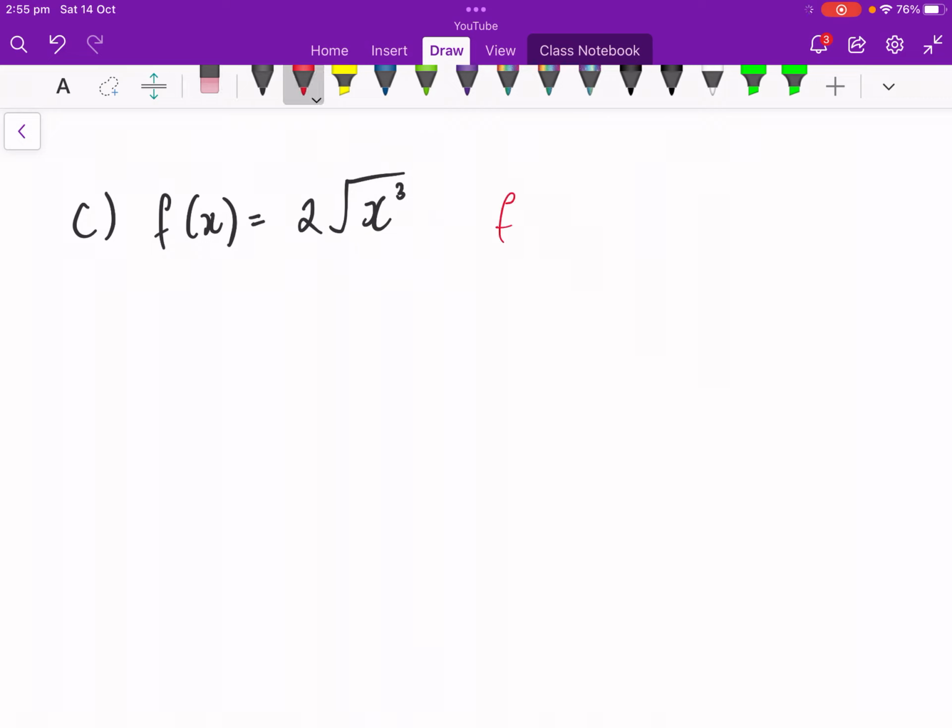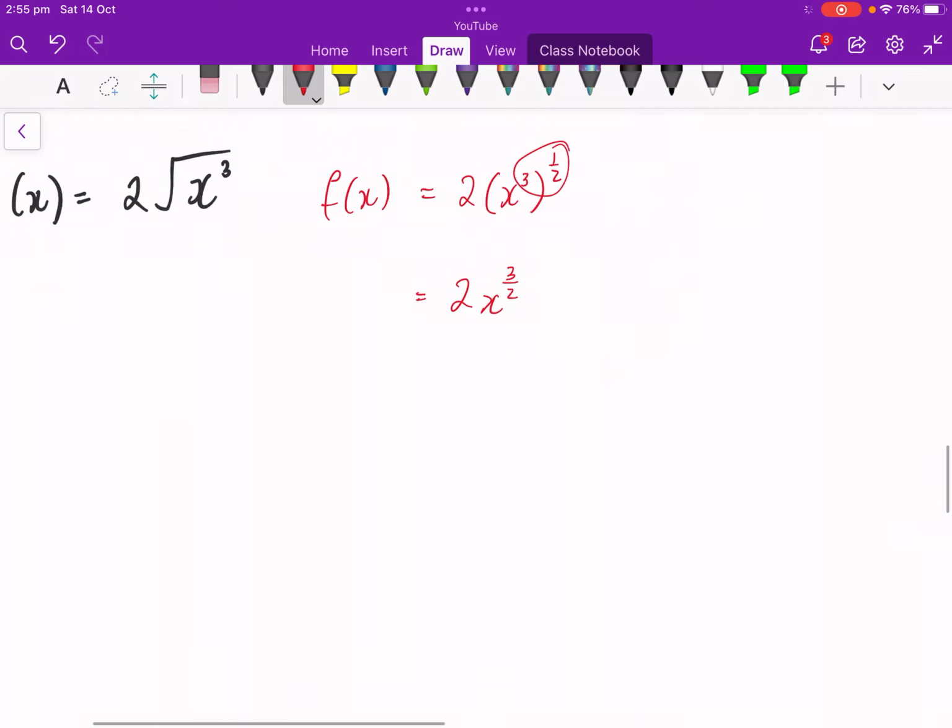So f of x, because it's not prime yet, by the way, because we're just changing the format of our question. We're not actually differentiating yet. This is 2x to the power of 3 to the power of a half, because anything that's square rooted is the same as a power of a half. Okay, so let's actually use one of those index laws where we multiply those indices together. So we get rid of that bracket. That becomes 3 over 2. Okay. Let's start differentiating now.